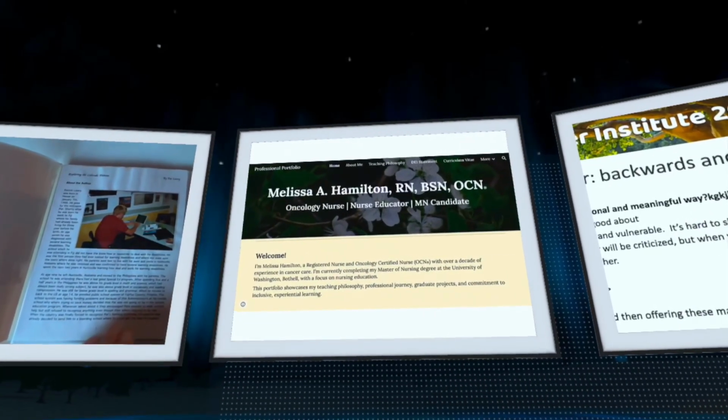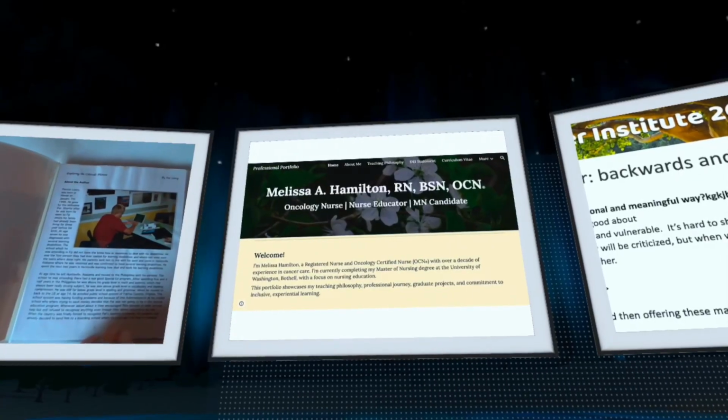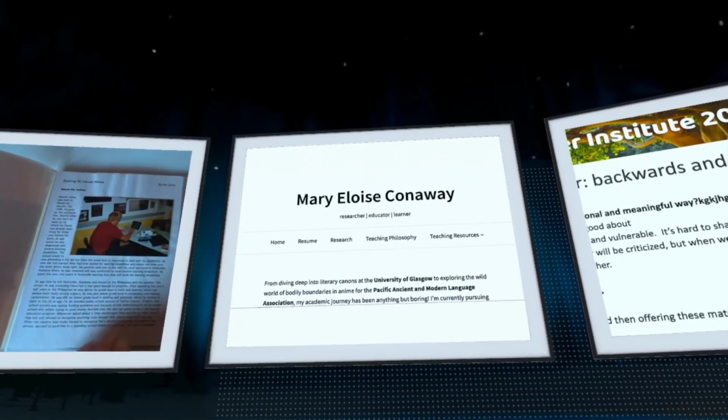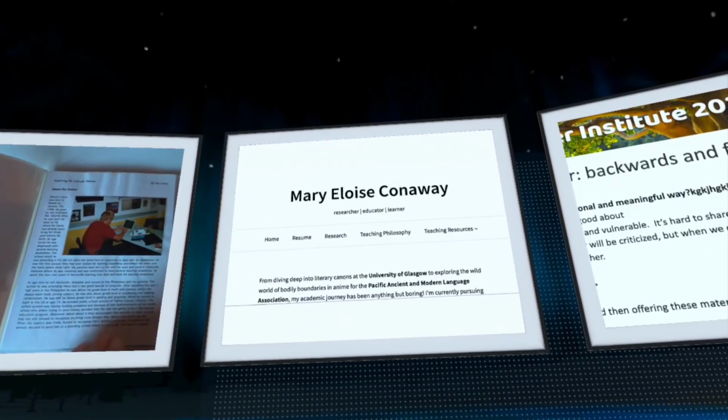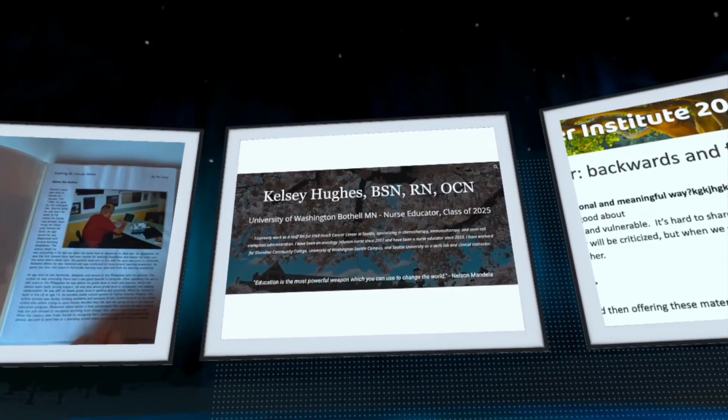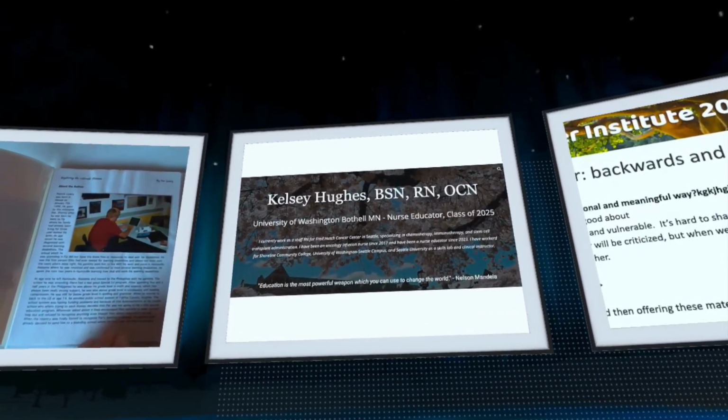And nowadays, Google Sites, Weebly, WordPress, all kinds of amazing platforms to share amazing experiences and the people we have become.